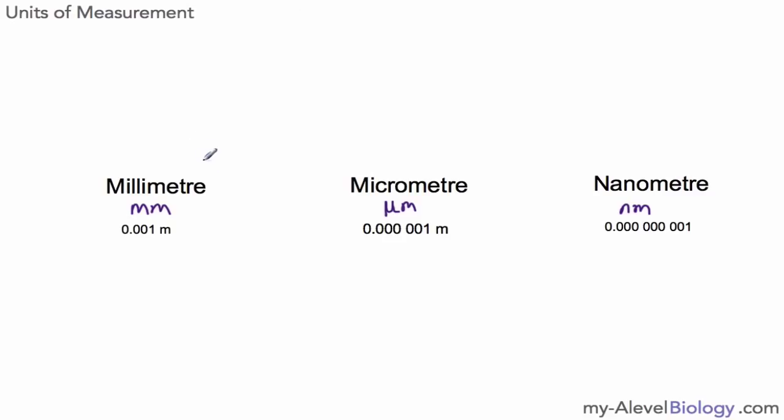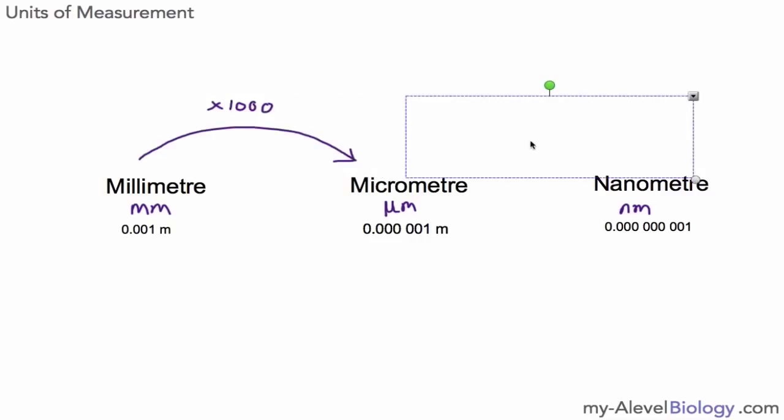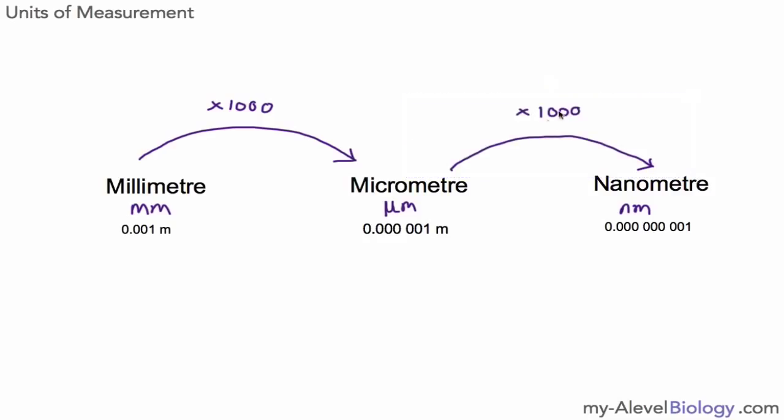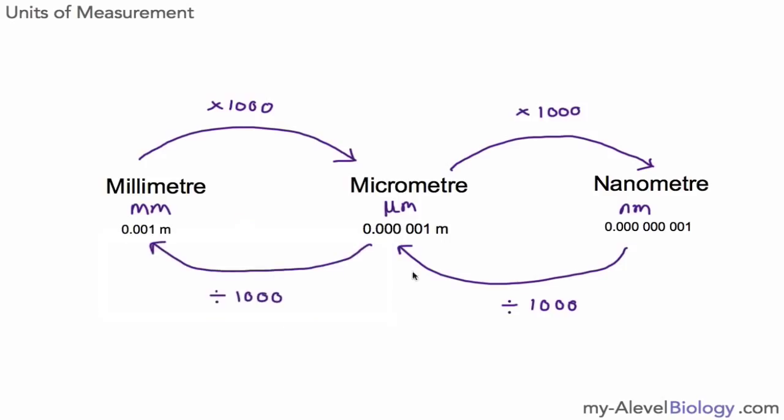If you want to convert between the three, which you may well need to do, to go from millimeter to micrometer, it's simply a case of multiplying by 1,000. If you want to go down further to a nanometer, we multiply by 1,000 again, and if we're going in the opposite direction, it's dividing by 1,000.